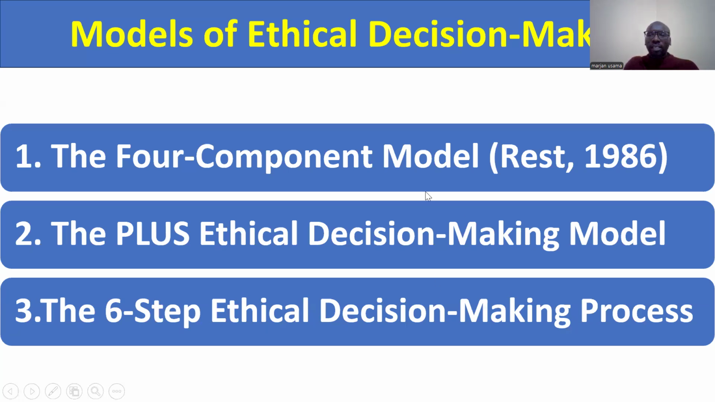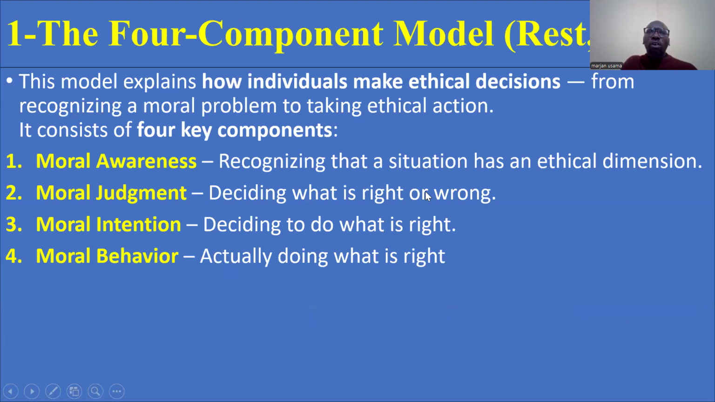Okay, now let's start with the first one. The first one is called the 4-component model. This 4-component model was established by Rest in 1986. The model explains how individuals make ethical decisions, from recognizing a moral problem to taking ethical action. It consists of 4 key components, and that is why it is called the 4-component model, because it has 4 things.